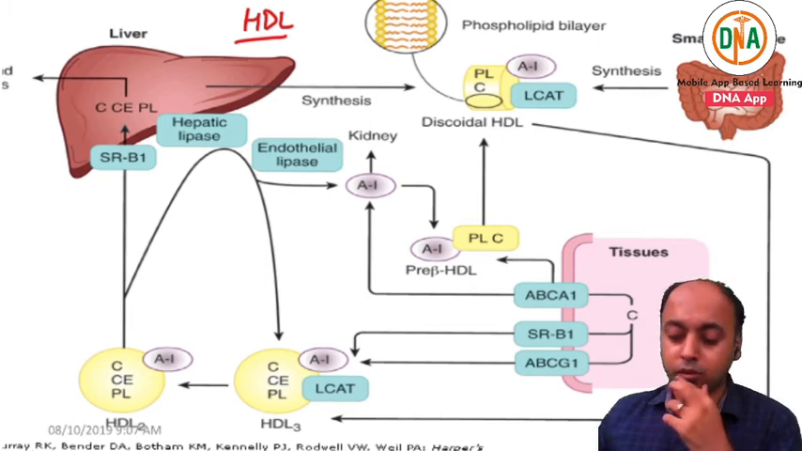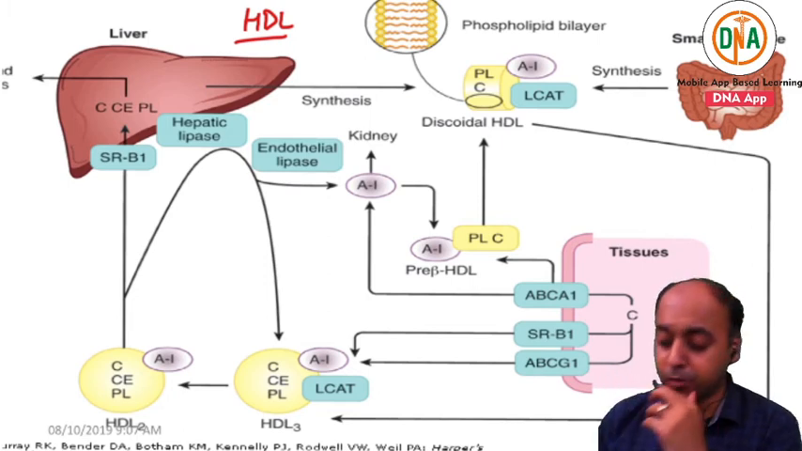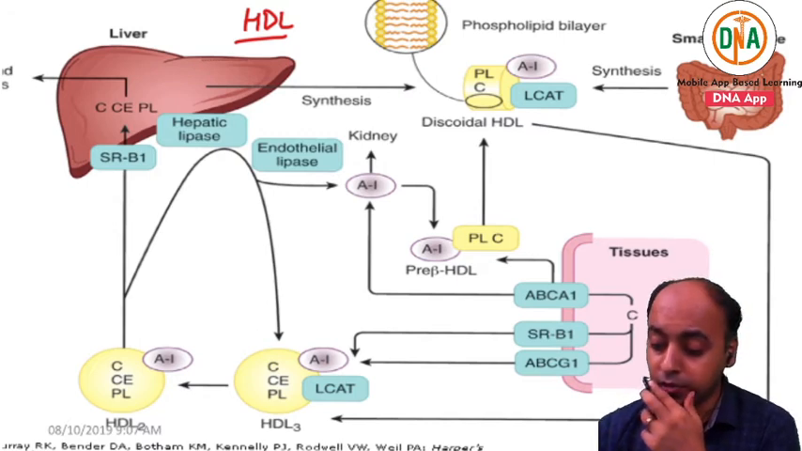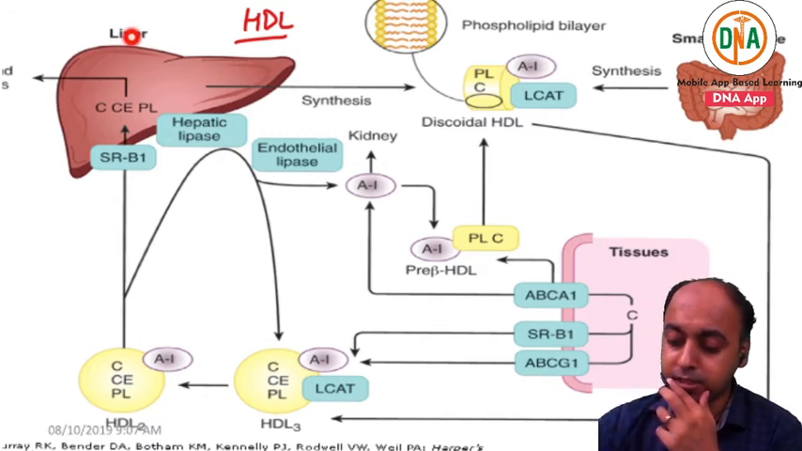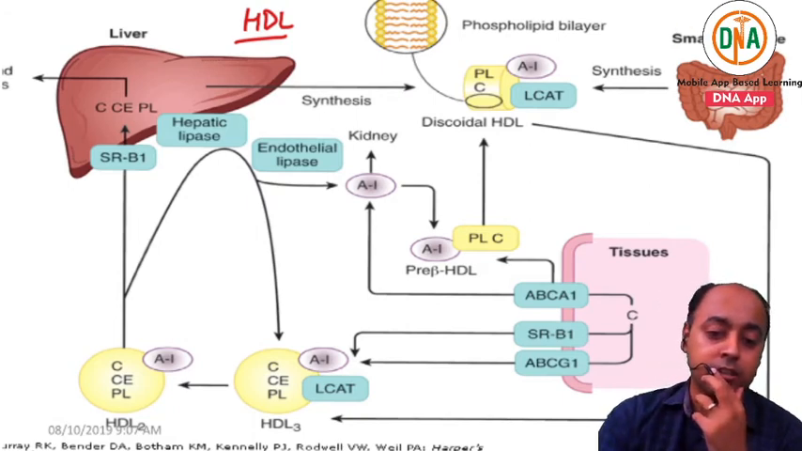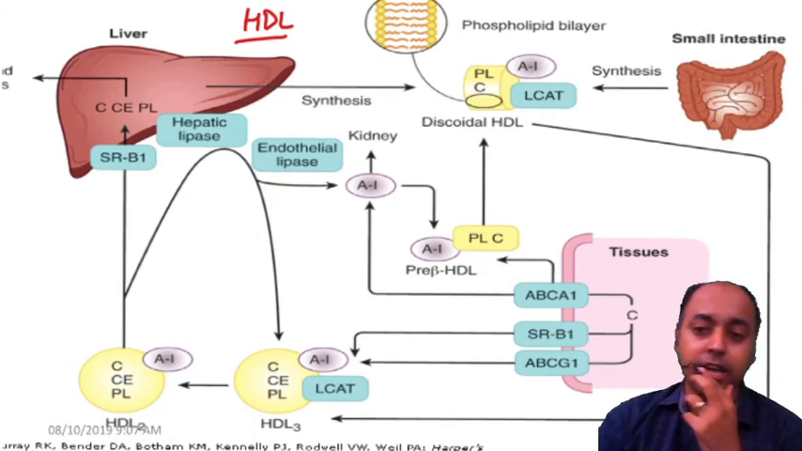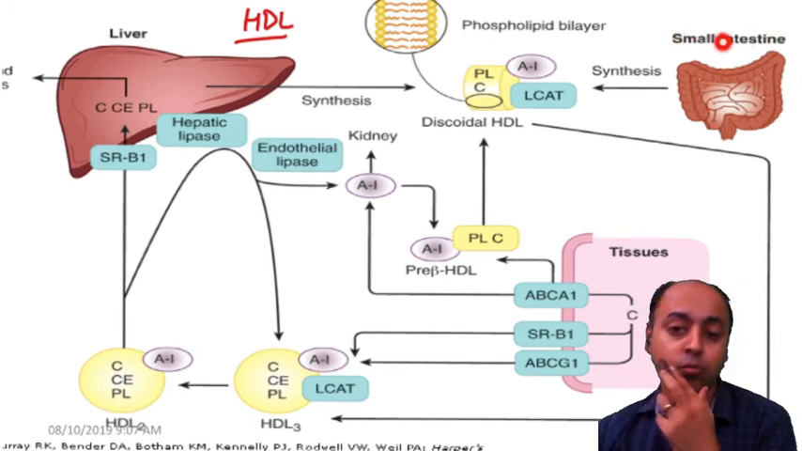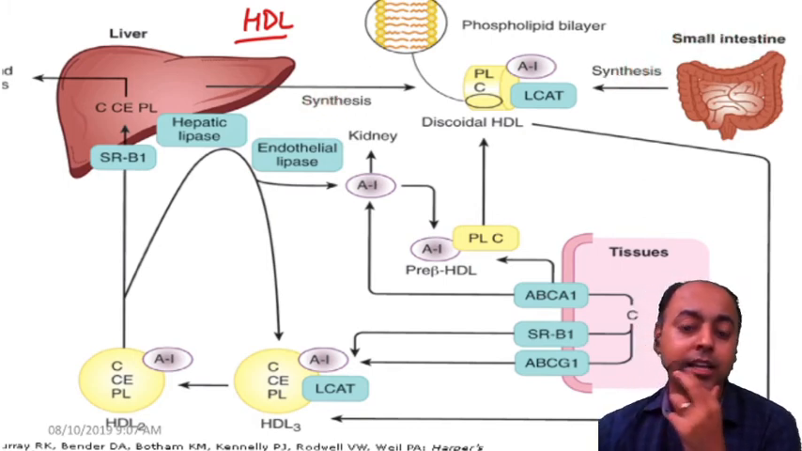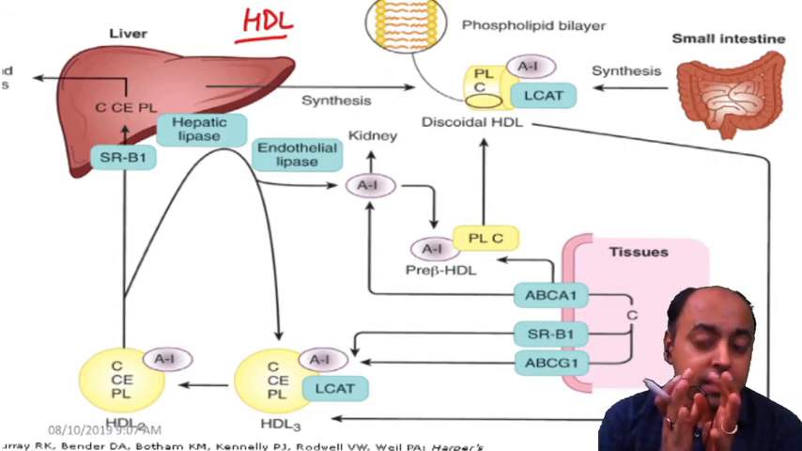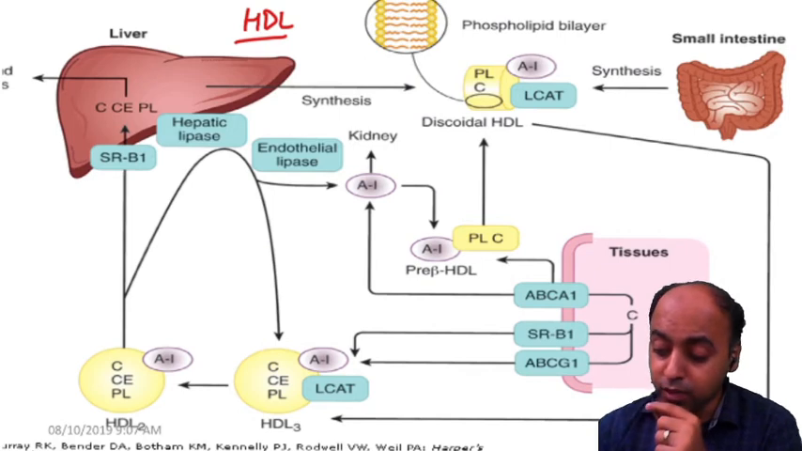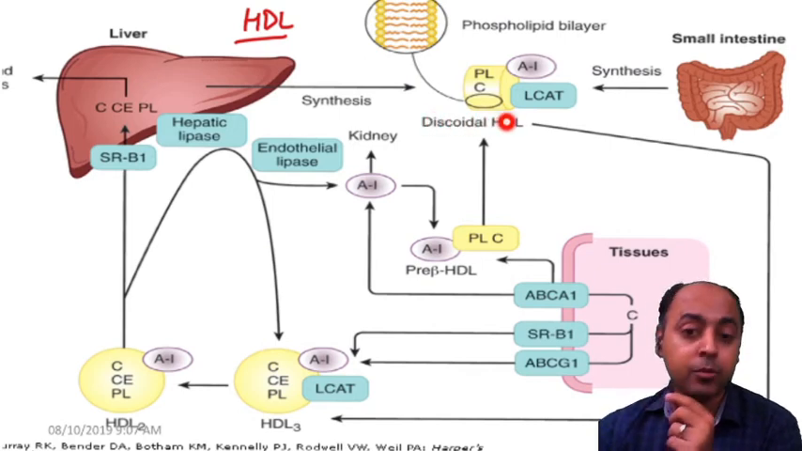So some important points. Remember we had said HDL is synthesized by the liver as well as the small intestine. Both are responsible for synthesis. You can see for the HDL, when it is synthesized it is empty. There is nothing inside the HDL, and that is why it has the discoidal appearance.